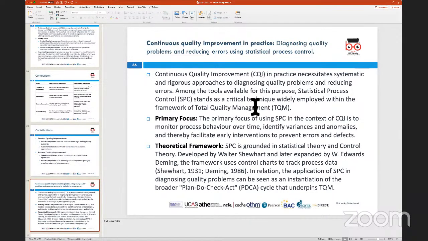Now, the second part that we want to look at is continuous quality improvement, CQI, which is to look at diagnosing quality problems and reducing errors using SPC, statistical process control. Why is it that you would need to look at diagnosing problems, and how would it be possible for you to diagnose these problems? Now, if I produce one product or one batch of products, that batch might not have any problems in it, or would be, say, defect-free.